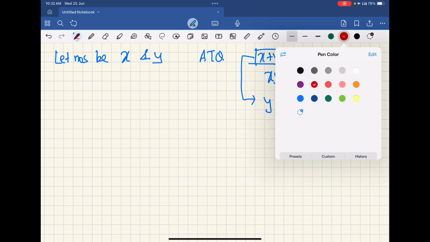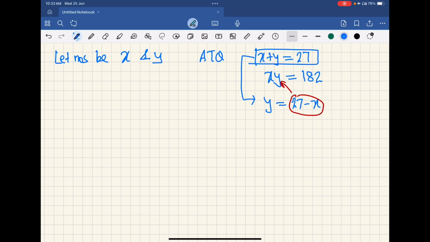So अब हमको क्या इक्वेशन मिलेगी if I do that? So you will get x into 27 minus x which is equal to 182. X into 27 is 27x. X into minus x is minus x square which is equal to 182.